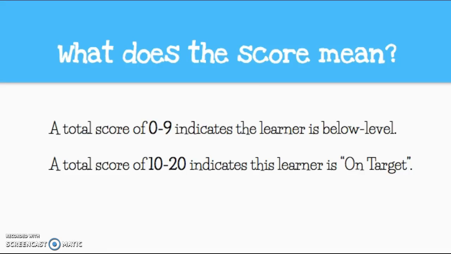If your child scored 0 to 9, it indicates that this learner could be below level in math and that they probably are already receiving those interventions in class for those struggling areas. If your child scored a 10 to 20, it shows that they're on target. Now, this means they may have missed a problem here and there, and we may be working with them to fill in those gaps. But if they're scoring a 10 to 20, they're on target for where they should be at the end of second grade, and they're ready to go.